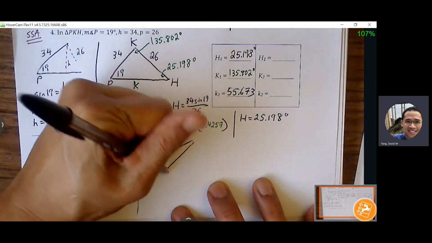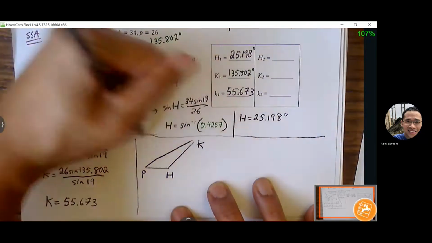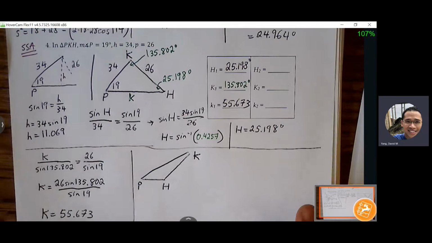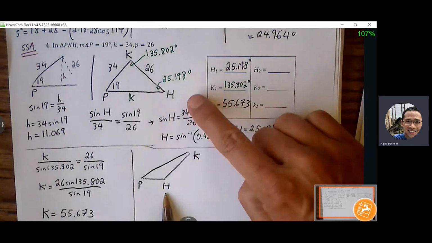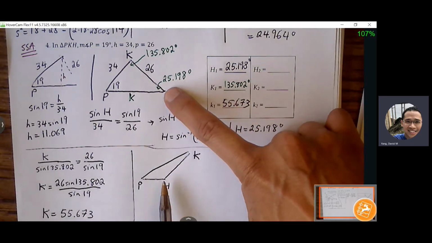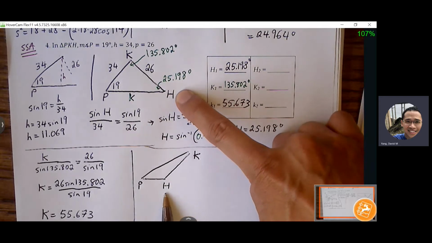Label P, H, and K. And I want to show you how this connects with the previous triangle that we just built. There's going to be a certain relationship here between the H that we're looking for and the H that we just found. We know that they're not the same angles, right? One's acute, one's obtuse, but there's an easy relationship between these two. What is it?